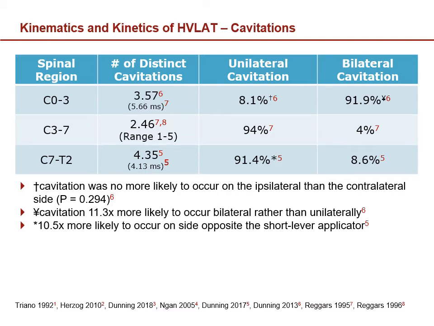And then if you're going to manip the upper cervical spine, there's 11.3 times more likely occurrence of bilateral rather than unilateral cavitations. However, it's almost the opposite if you're going to do the CT junction manip, that 10.5 times more likely to occur on the opposite side of the short lever. And we'll talk about the short lever and the setup, and where that 10 times more likely side of cavitation is to occur.